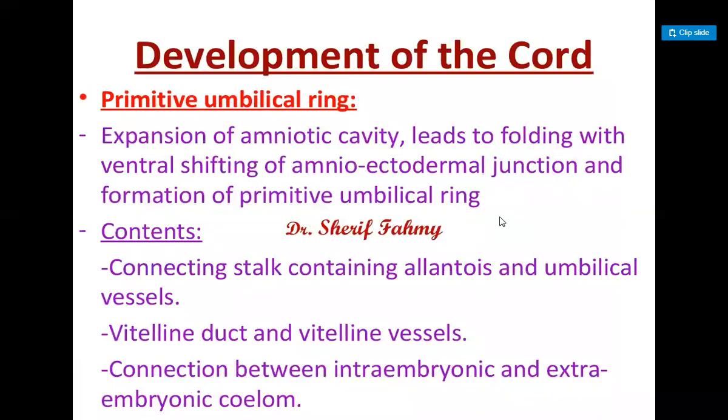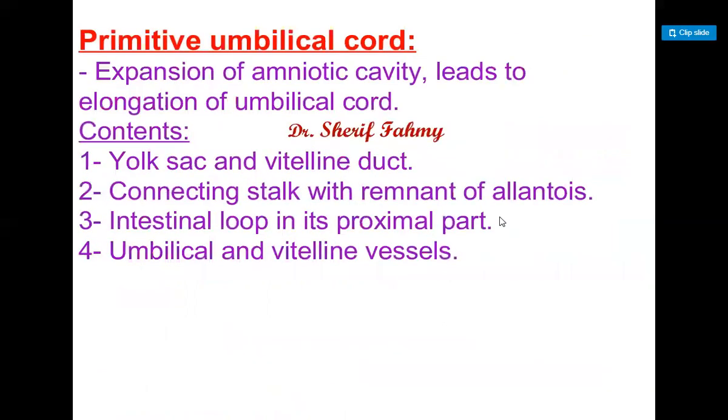So, from a development point of view, the umbilical cord arises from the primitive umbilical vein, and the expansion of the amniotic cavity leads to folding and ventral shifting of the amnio-ectodermal junction, and the formation of the primitive umbilical cord. It contains the connecting stalk containing the allantois and the umbilical vessels, the vitelline duct and vitelline vessels, connecting the intraembryonic and extraembryonic parts. So that is how it is.